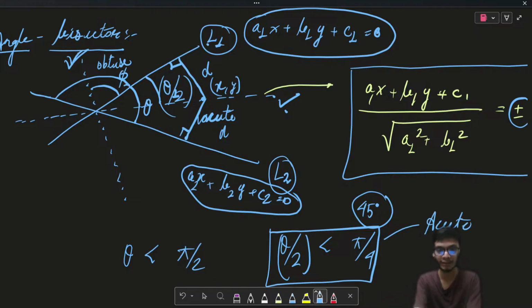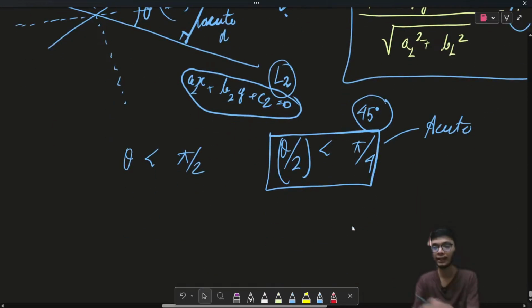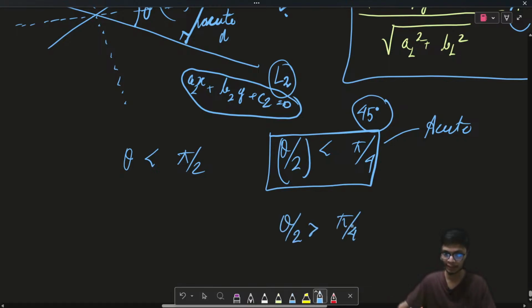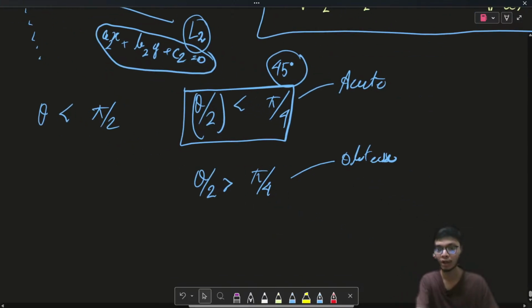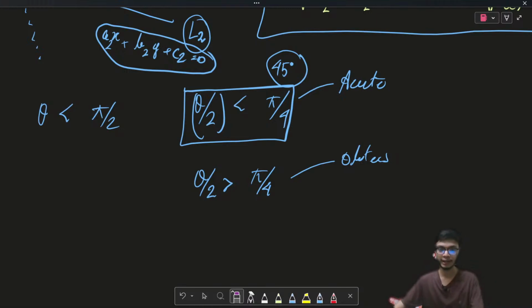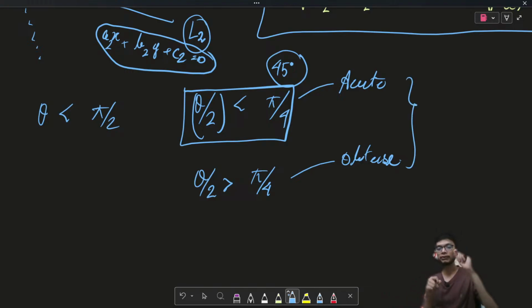Okay, acute angle bisector. And if that particular angle comes out to be greater than 45 degrees, then that simply implies it is an obtuse angle bisector. Okay, but in the next class we are also going to discuss how we can use the concept of the position of a point related to a line to judge whether it is my acute angle bisector or obtuse angle bisector. I hope this particular concept is clear.